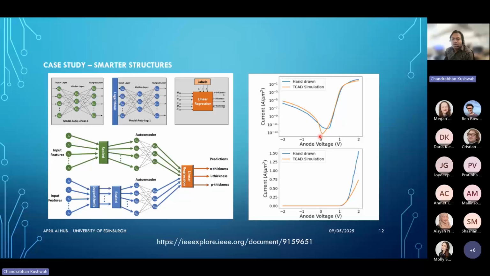That's new, and not just one device. There will be multiple devices we can achieve from there.